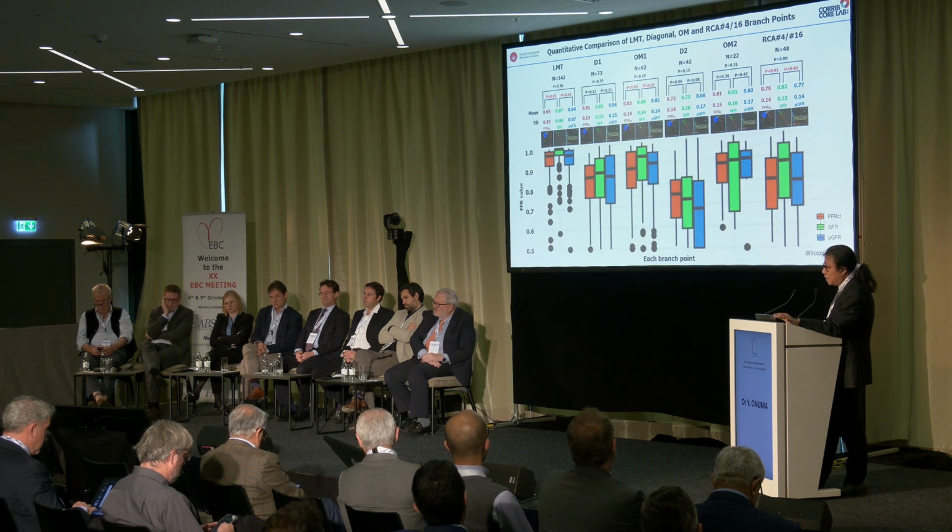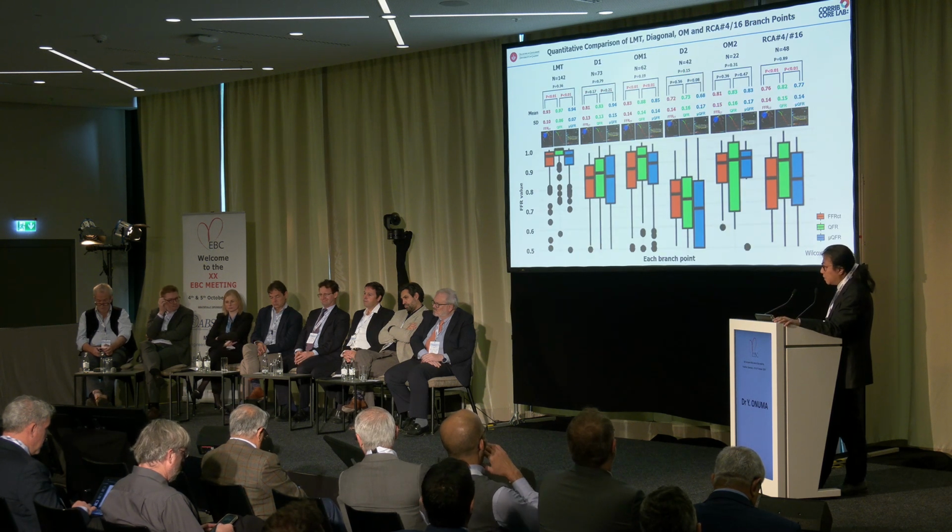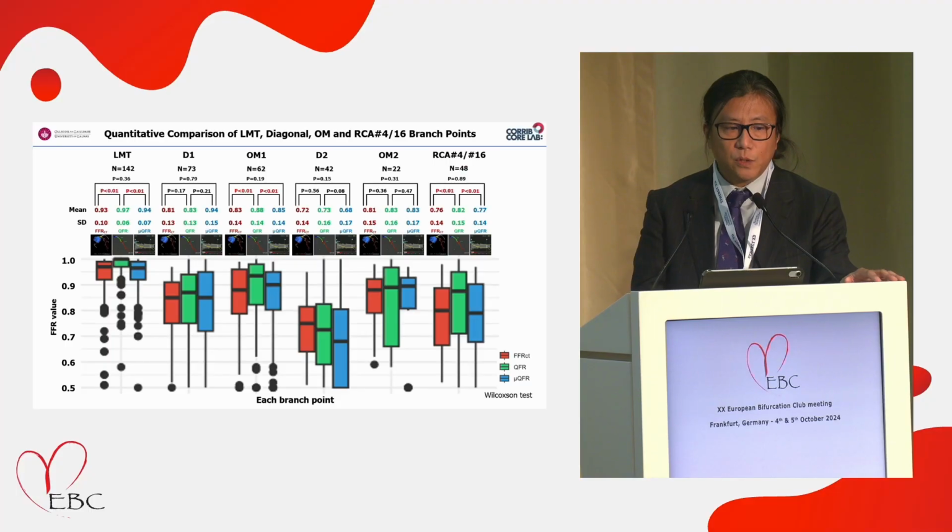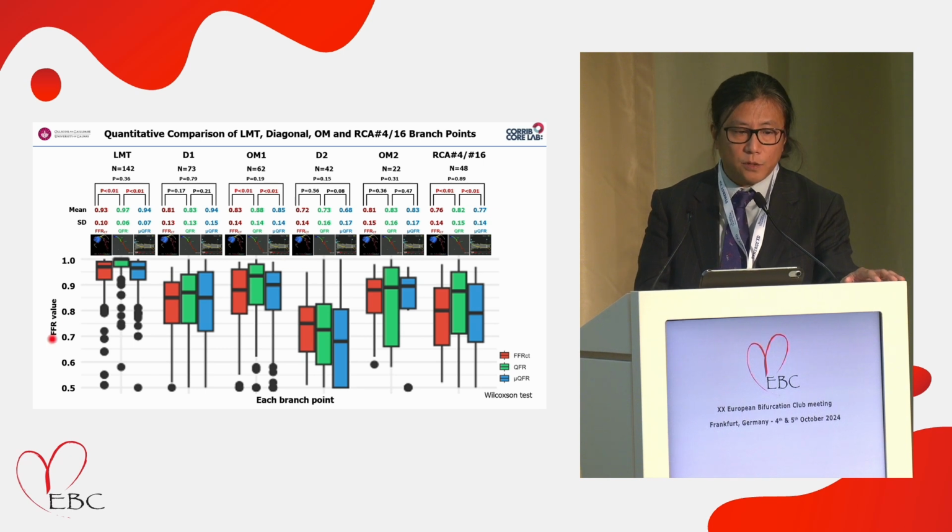This is the same data, but divided into each level of the bifurcation, like left main, diagonal, obtuse marginal, etc. You can see that left main has already shown that the QFR has the highest value, 0.97, compared to the 0.93 of the FFR-CT and 0.94 of the μQFR.